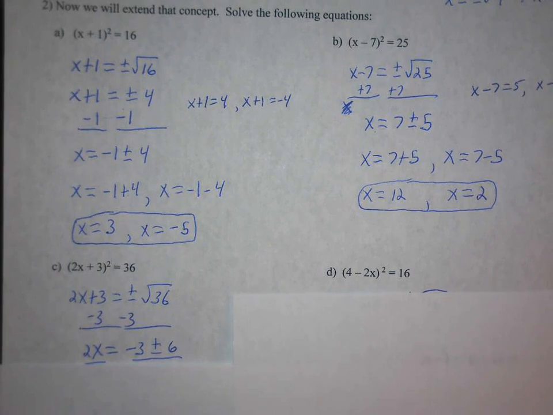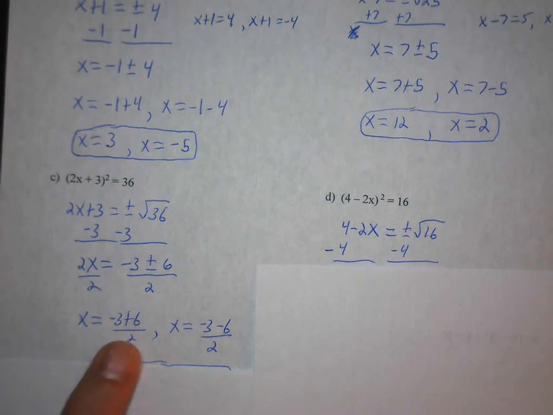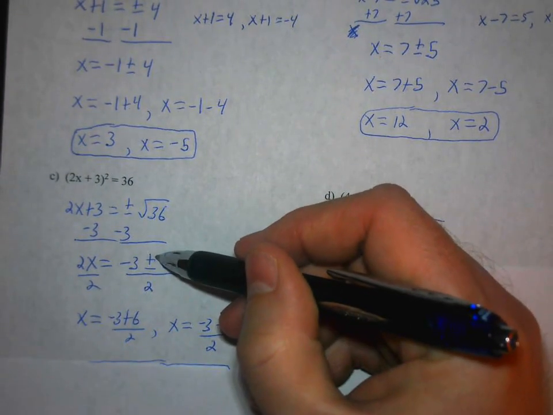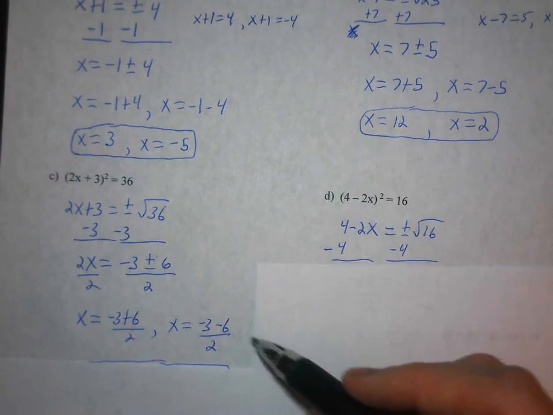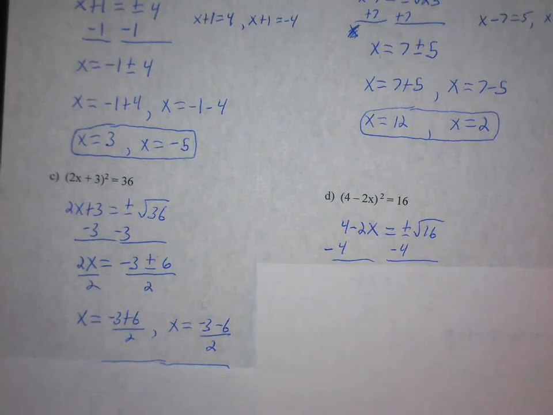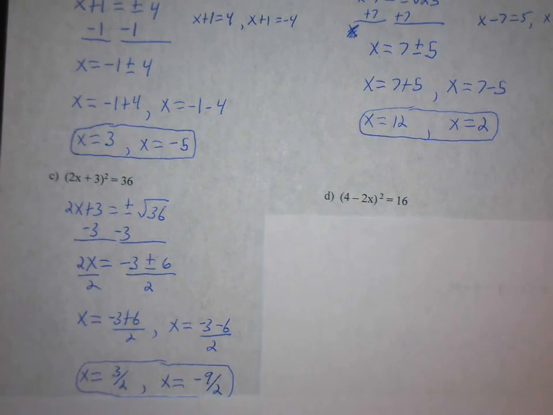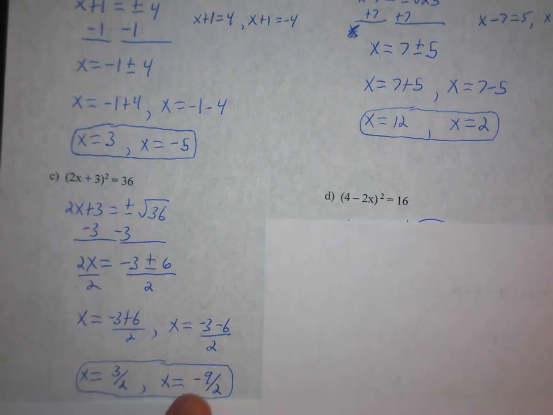Then to solve that, you get rid of the 2 by dividing by 2. That gives you those two different equations. So negative 3 plus 6 over 2, that's coming from the addition sign here. And then the minus 6 is your second equation, negative 3 minus 6 over 2. You solve each of those, and we get 3 halves and negative 9 halves, or 1.5 and negative 4.5.